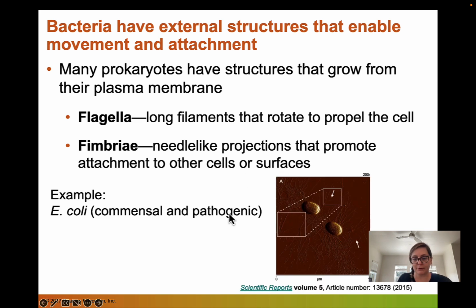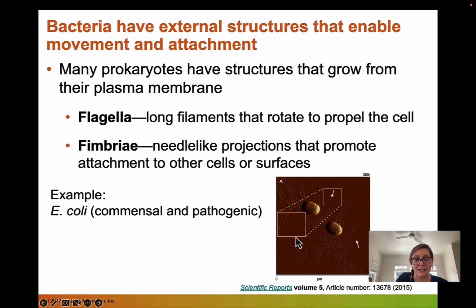So here's an example. This is an E. coli cell, actually a pathogenic E. coli cell, and it's producing these fimbriae structures, these needle-like projections. These particular fimbriae are really important for the colonization of these pathogenic E. coli. They're going to cause the symptoms of food poisoning. This helps them attach to the surfaces in our gut and helps them reside there and take over.